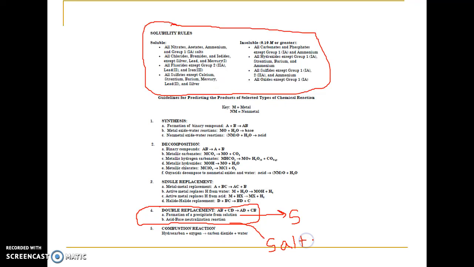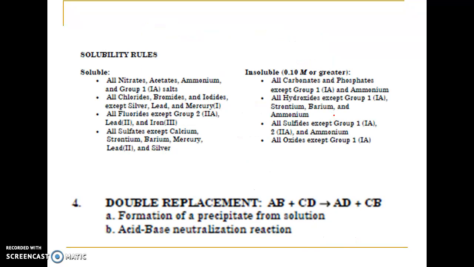So we need a metal and a nonmetal. So you're going to produce a salt, and you will always produce water for an acid-base neutralization reaction. Now for a 4A, you have to use your solubility rules up here at the top to see which one's going to be soluble and which one's going to be insoluble.